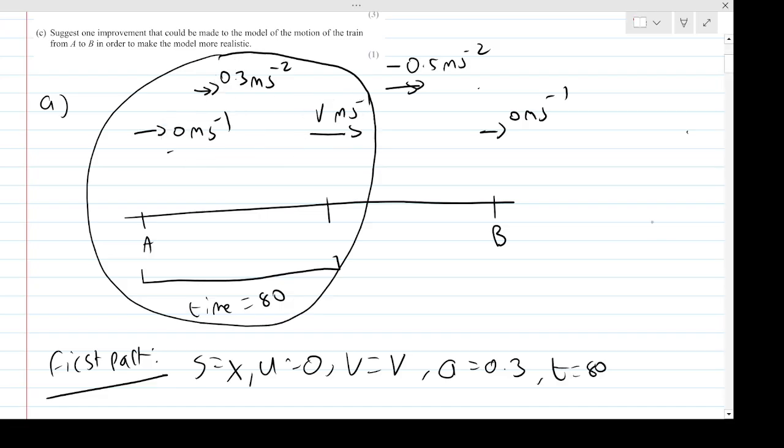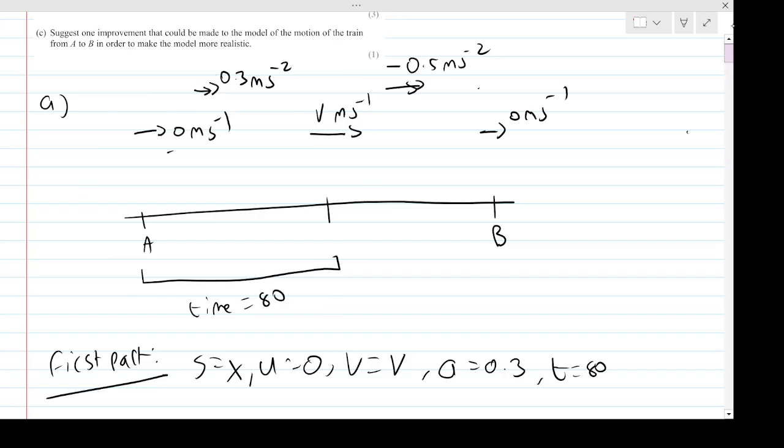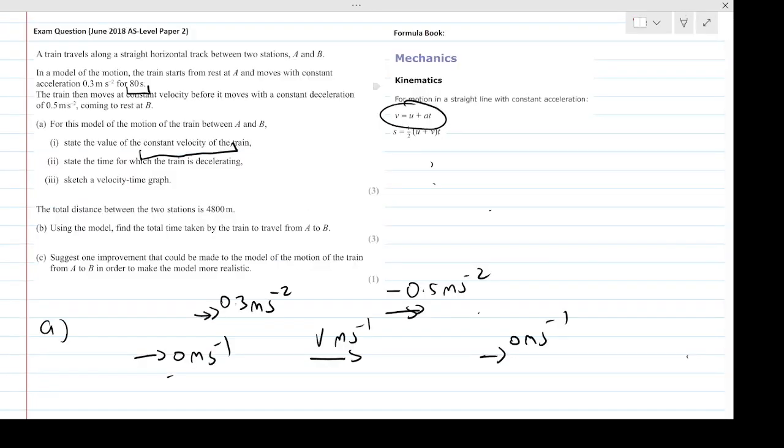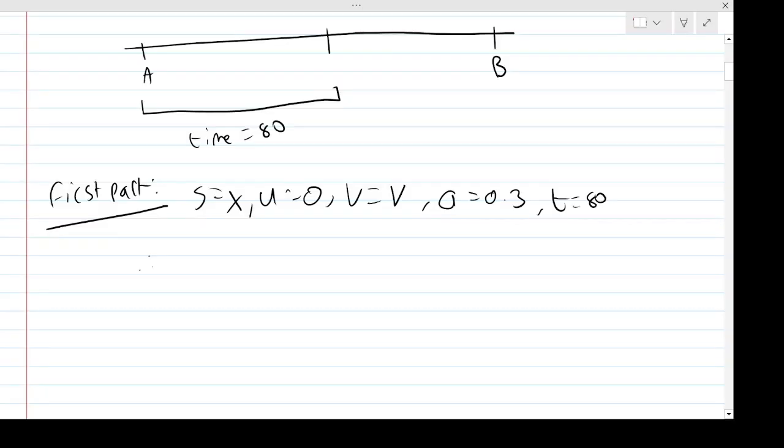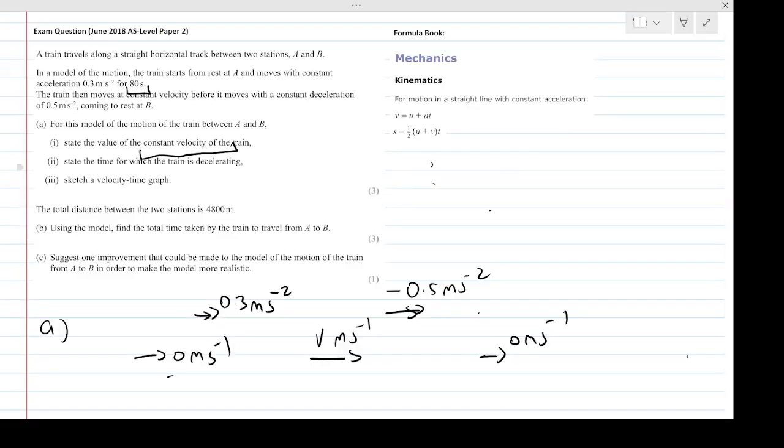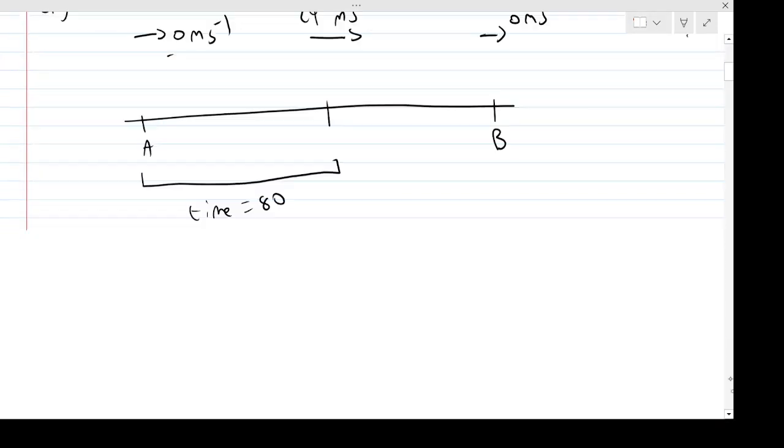Looking at our formula, V is U plus AT. That's the formula without S in. So velocity V is 0 add 0.3 lots of 80, which would be 24 meters per second. So that is the constant velocity of 24. That's part 1.